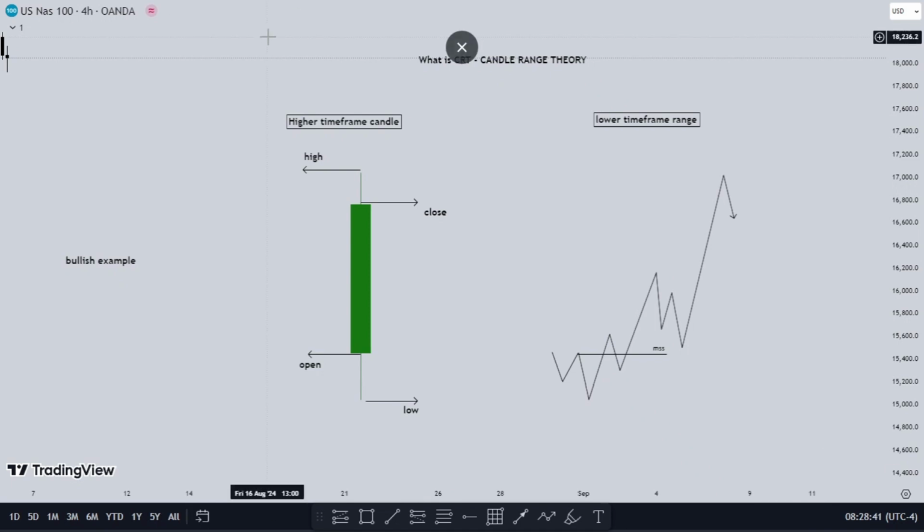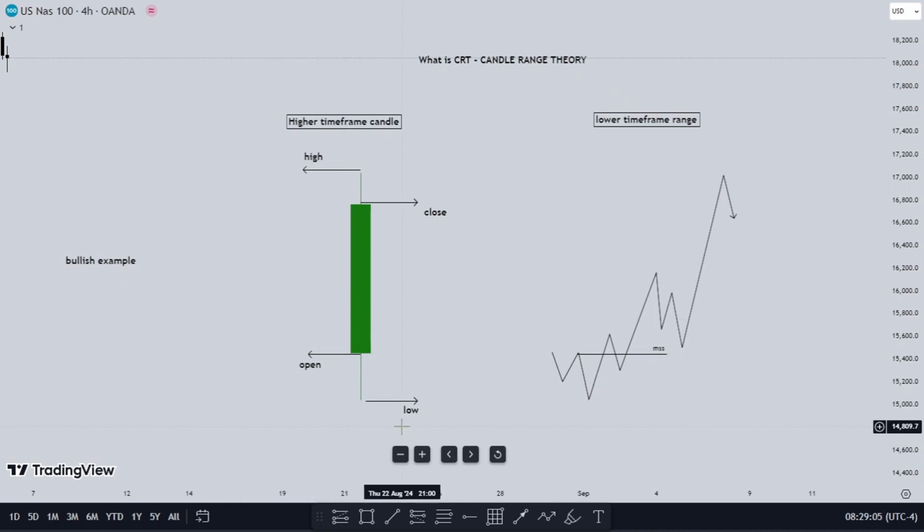So in this example here, this candlestick that you see is on a higher time frame. Let's say this is a 4-hour candlestick. On the lower time frame, this very same candlestick is a what? Is a range. So here you see the open of the 4-hour candlestick and the low of the 4-hour candlestick.